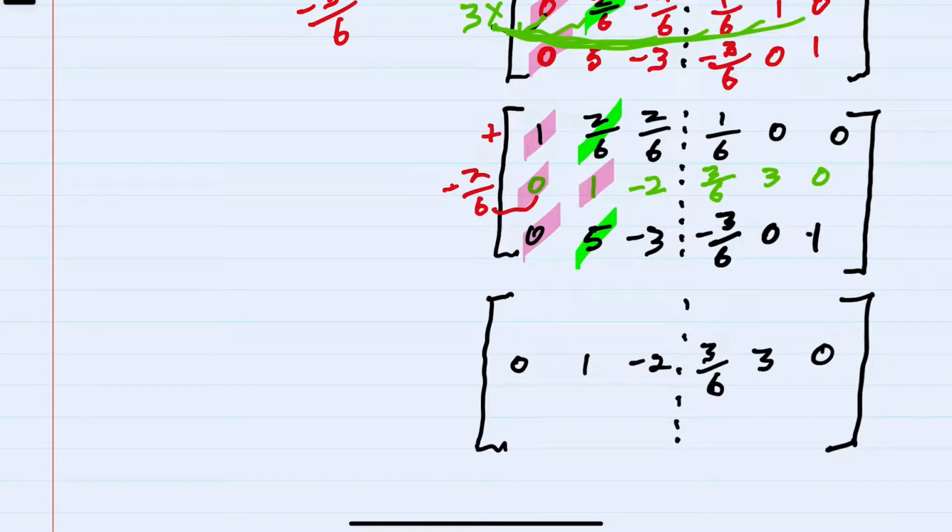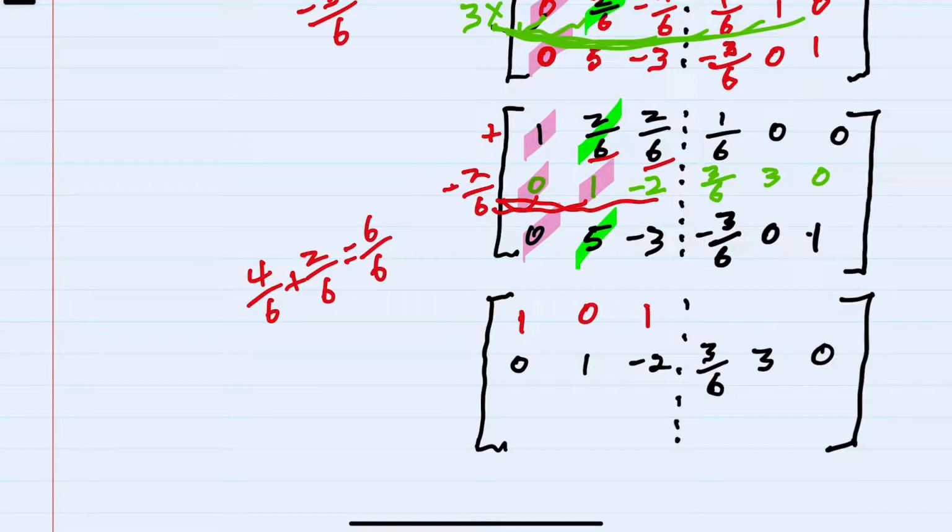So distributing negative 2/6 times 0 would be 0 plus 1 is 1. Negative 2/6 times 1 is negative 2/6. I add the 2/6 on the top. That gives me a 0. Then negative 2/6 times 2 is a 4/6. And then I add row 1, which is 2/6. That gives me 6/6, or 1.